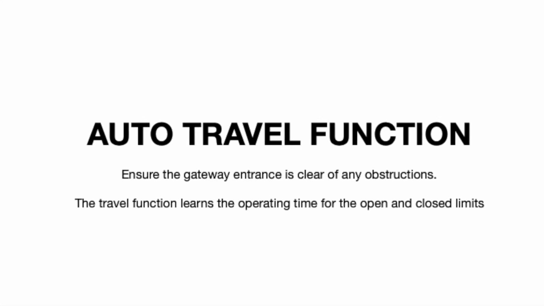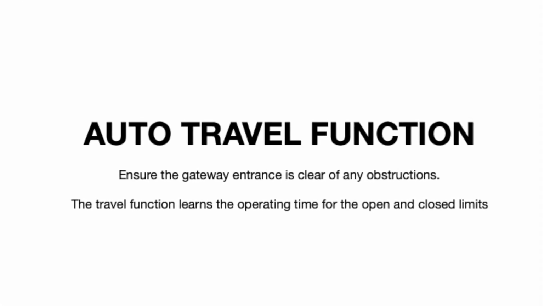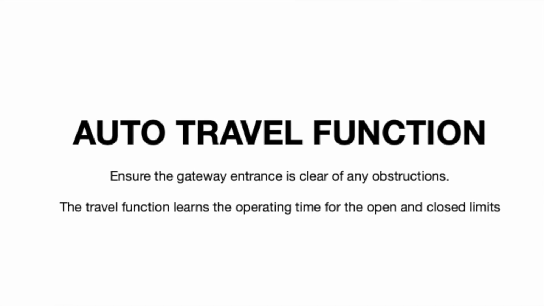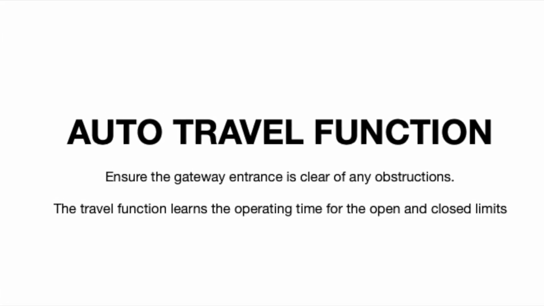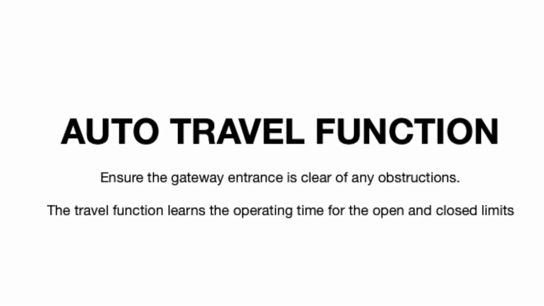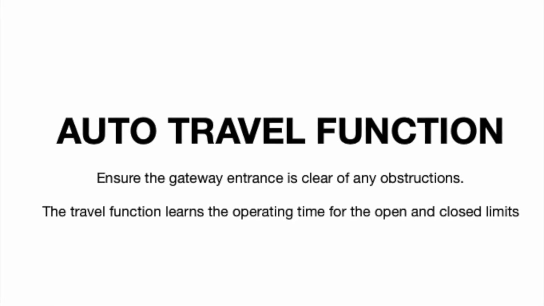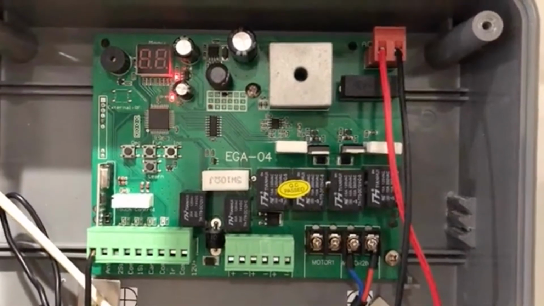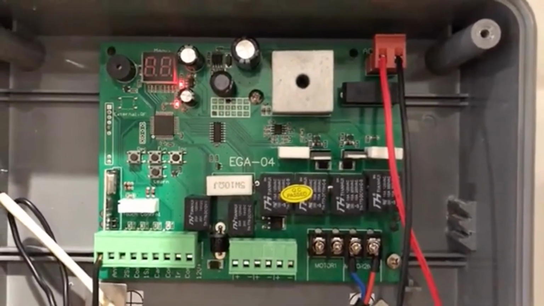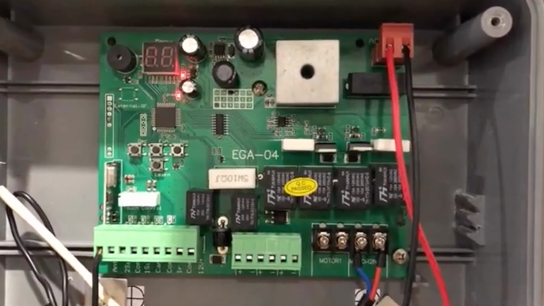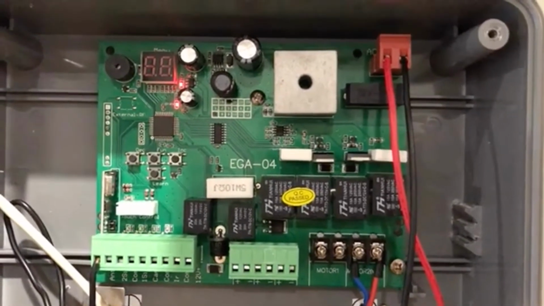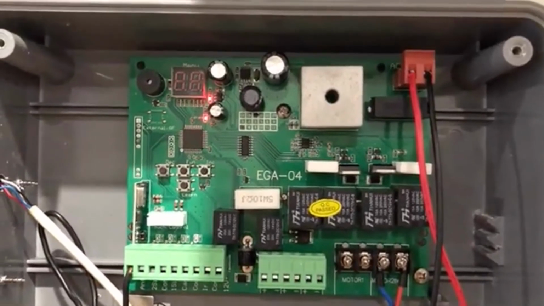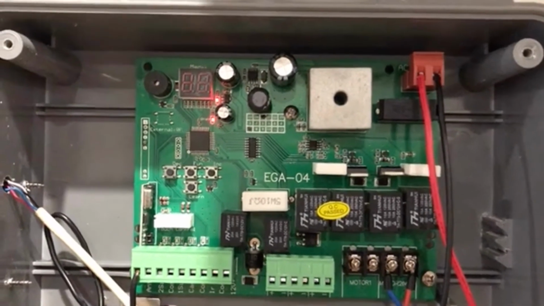Now that you have all your wiring set up, we will now perform the auto travel function. Ensure the gateway entrance is clear of any obstructions. The travel function learns the operating time for the open and close limits. How to perform the travel function for your EGA control board. Once you have the arm installed and all of your wiring is completed, it will be time to perform the travel function so the EGA control board can learn the open and close limits.